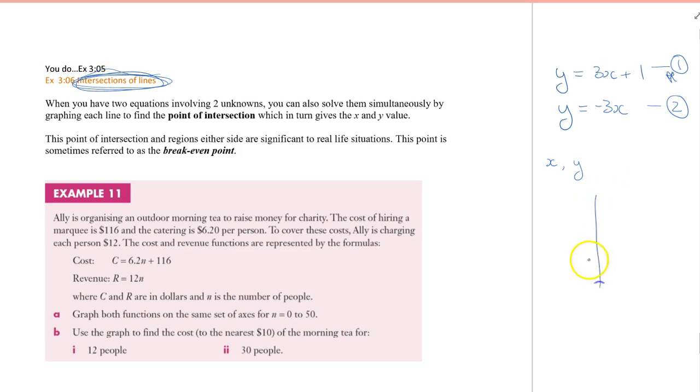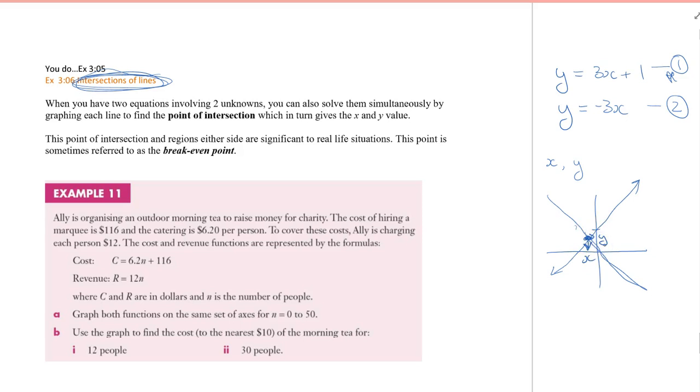What do we know? We know that in this case, positive 3 gradient cutting at plus 1, so it'll be a line doing something like that. And this one is negative 3x, cutting at 0, because I've got a plus 0 on here, and having a negative gradient, about the same slope. Whoops, that's meant to go through there. If I read off that x value and that y value there, I have the solution.